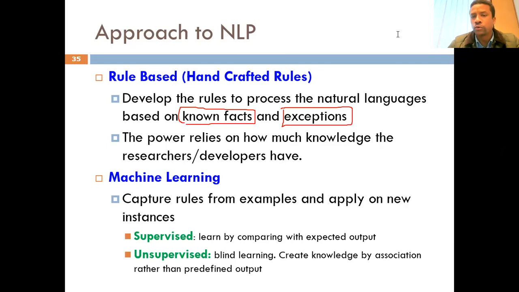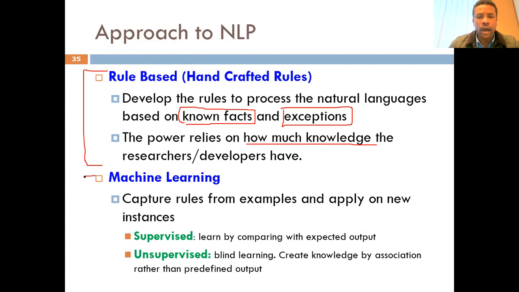If you don't have this knowledge, then you're going to make a mistake. So as we said, in rule crafting, the power relies on how much knowledge the researcher or the developer has. If you don't have the knowledge, then the coverage of the rule is going to be very shallow, or very narrow. So that's what we call a rule-based system. A rule-based system is very efficient, as long as you know the rules. If you know the facts, if you know the exceptions, then it's going to be a very efficient system.